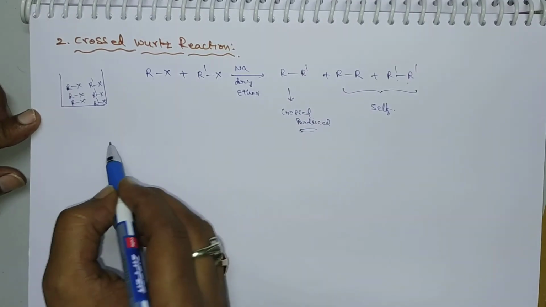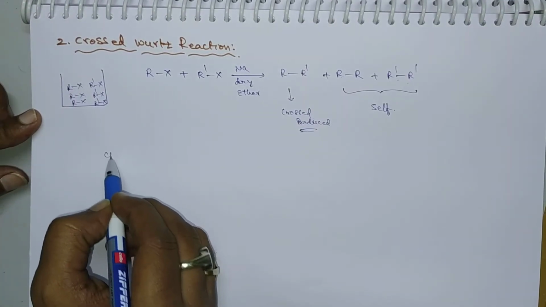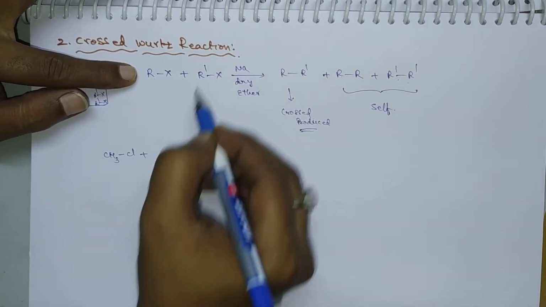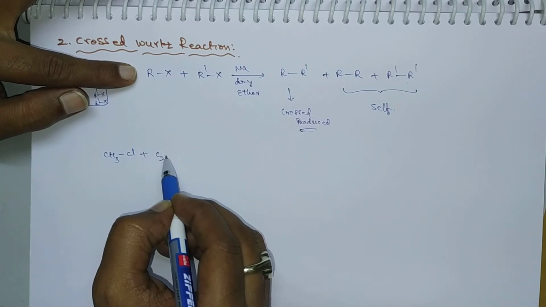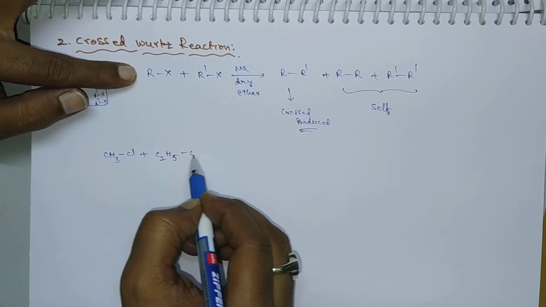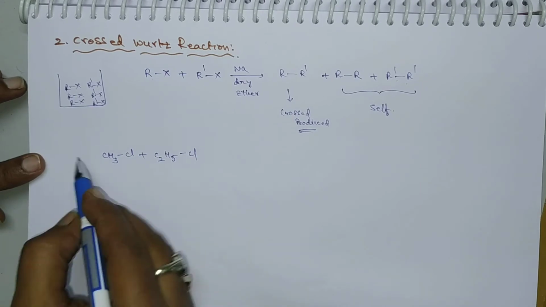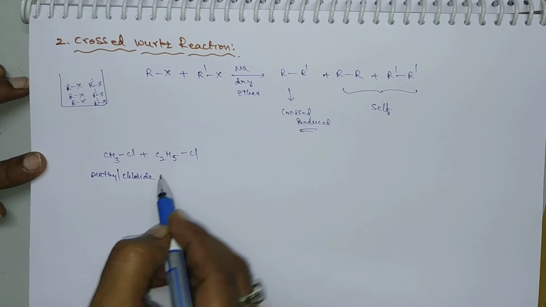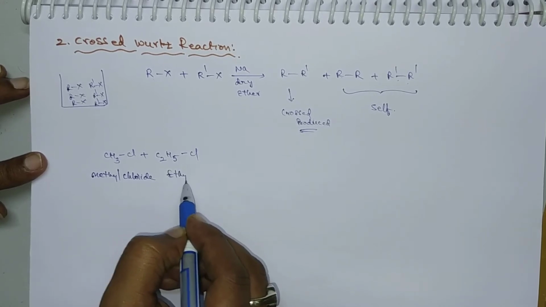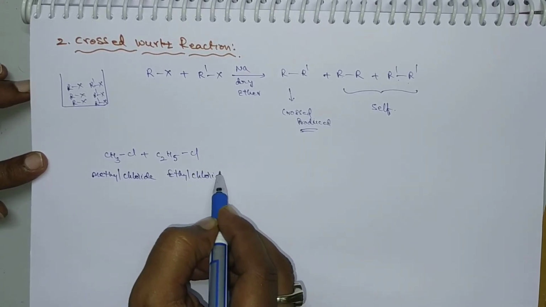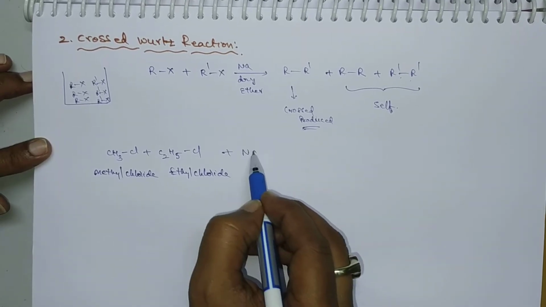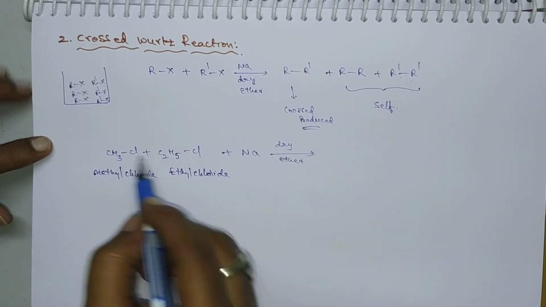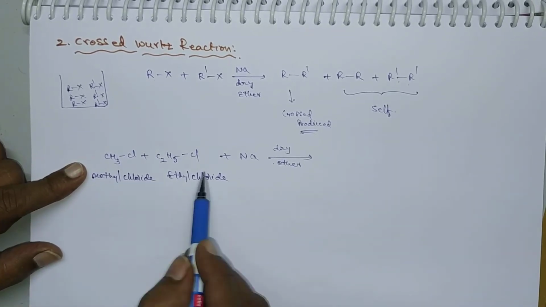If we take the general example, in case of R we are taking CH3Cl, plus in case of R dash, we are taking C2H5Cl. So both are two different alkyl halides. This is methyl chloride and this is ethyl chloride. So we are taking two different alkyl halides. These two different alkyl halides react with sodium metal in the presence of dry ether. It produces two self products and one crossed product.